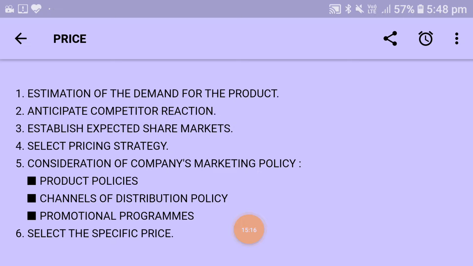Next is selecting the specific price. What is the specific price you want to keep for the product? You need to select this. It is the last stage in pricing, to select the specific price of the product by the producer. What price will be selected for the product depends on the relationship between the available supply and market demand. So you need to take care of it also.